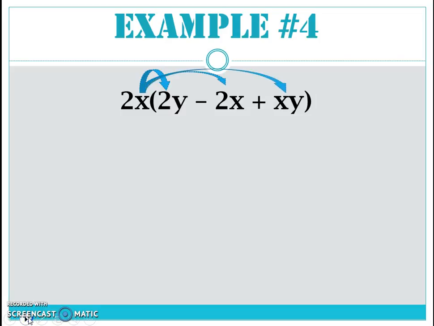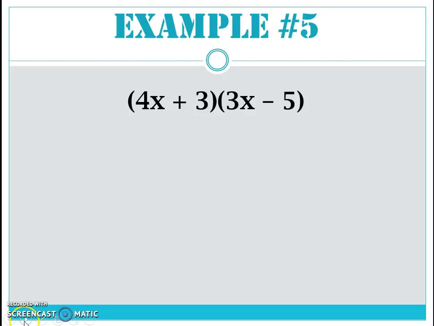So 2x times 2xy is 4xy. 2x times negative 2x is negative 4x squared. And then 2x times xy, we've got a 2 times 1, which is just 2, and then x times x is x squared, and we just bring down the y. There are no like terms here, so this one is complete.